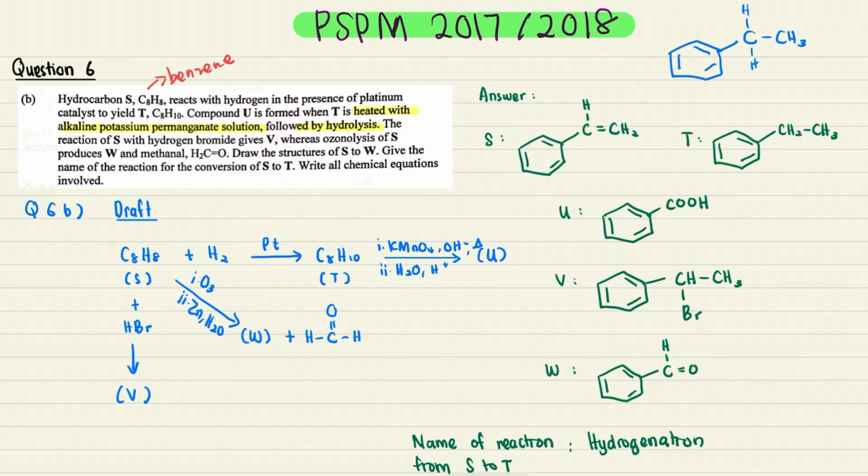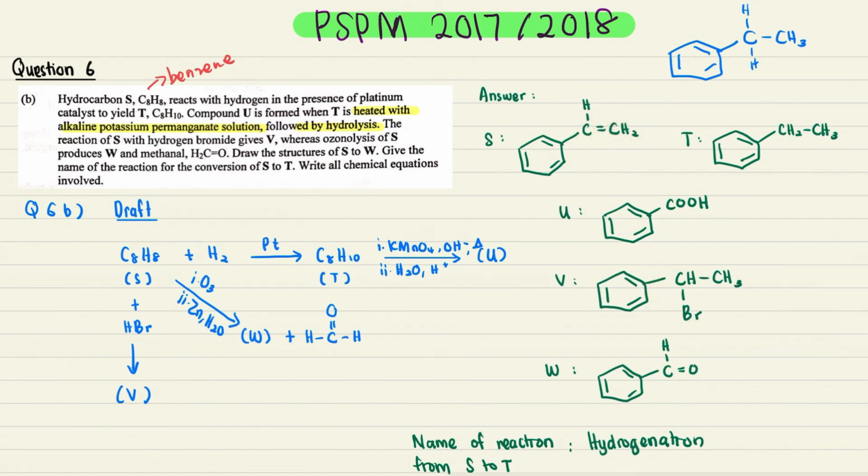Okay, V pula adalah daripada alkene tadi reacted dengan HBr dapat V. Okay, so HBr sahaja, so follow Markovnikov. Okay, so H will go to carbon-carbon double bond yang banyak H. So over here lah yang banyak H. So H masuk sini, Br akan masuk dekat another one. That's why this is my answer.